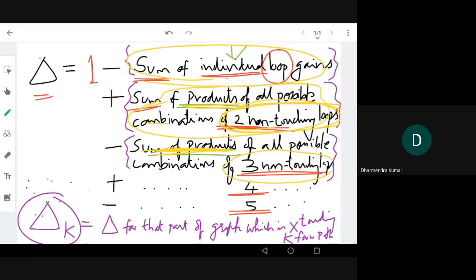Okay, now what is delta k? Delta k is the delta calculated above for that part of the graph where it is not touching the kth forward path, right? So before all these things we have to find the different forward paths, and individually find p1, p2, p3, that is the forward path gain for individual paths, then delta k, that is delta for the graph which is not touching that forward path. Okay, so let's take an example and we'll stop it here.